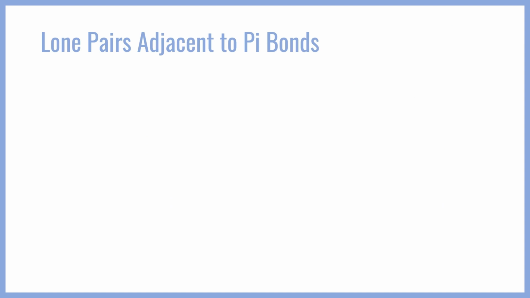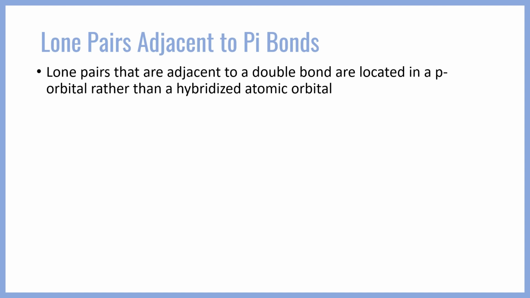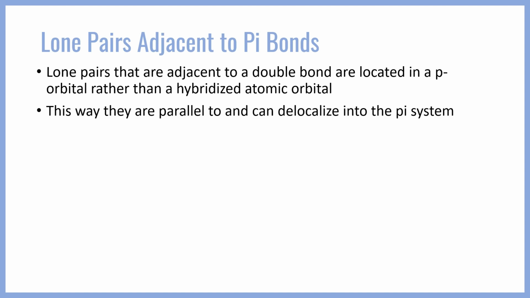So when a lone pair is adjacent to a pi system, it has some properties that are somewhat different than a lone pair that's on a typical atom. Specifically, a lone pair that's adjacent to a double bond is going to be located in an unhybridized p orbital, as opposed to a hybridized atomic orbital such as an sp2 or an sp3 type orbital, right? This way, that lone pair that is located in a p orbital is able to be parallel to and delocalize with the pi system, which is itself formed of p orbitals, not hybridized atomic orbitals.